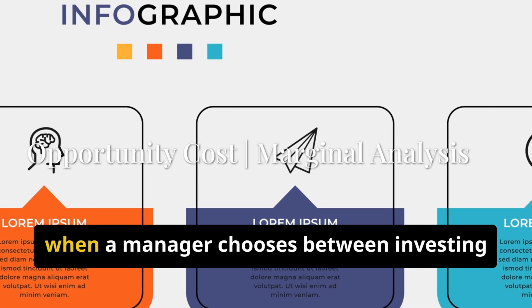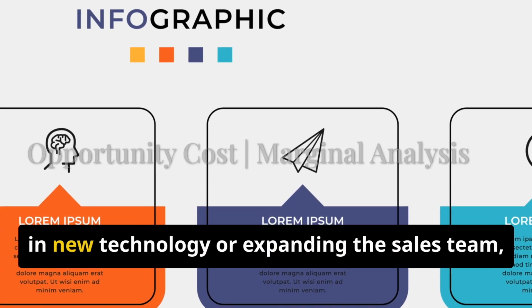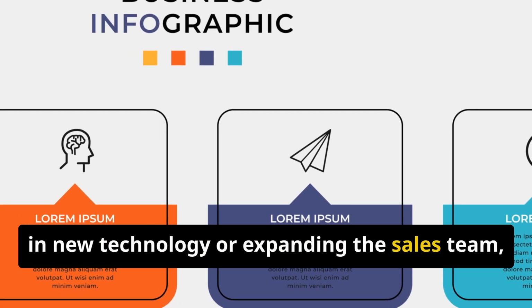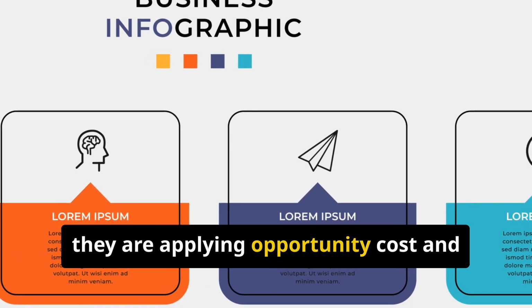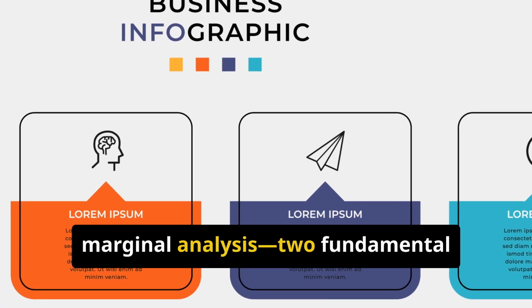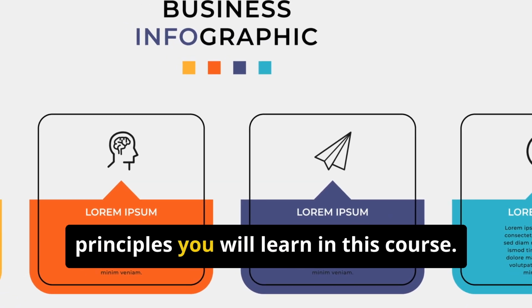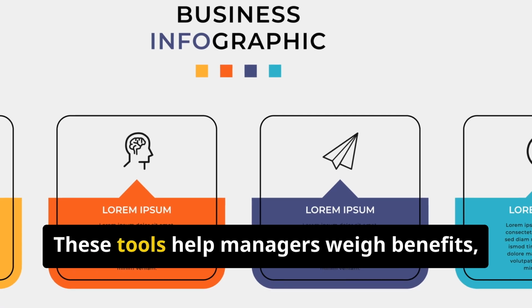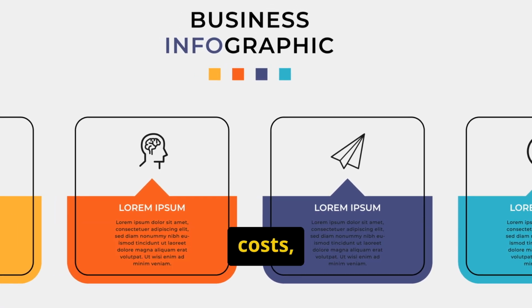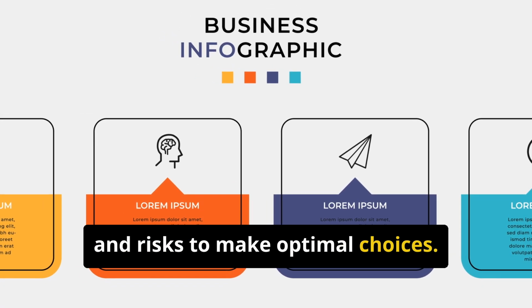For example, when a manager chooses between investing in new technology or expanding the sales team, they are applying opportunity cost and marginal analysis, 2 fundamental principles you will learn in this course. These tools help managers weigh benefits, costs, and risks to make optimal choices.